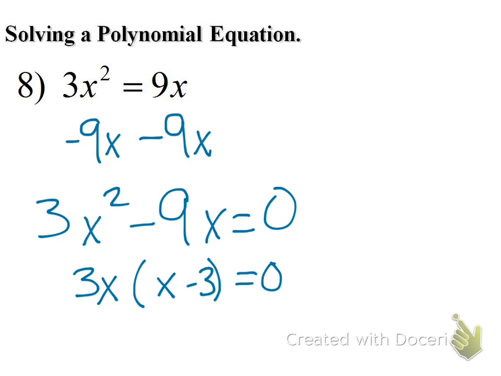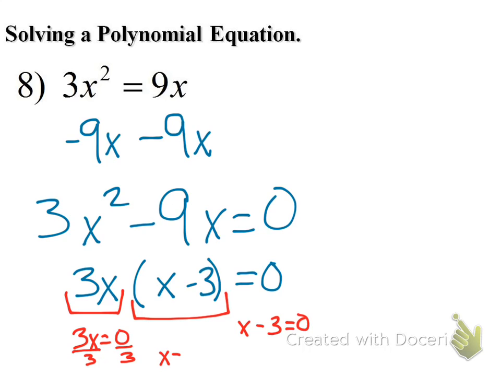Now we use what we call the zero product property, and you set each piece equal to 0. So 3x equals 0, x minus 3 equals 0. So I'm getting x equals 0 as a solution, and x equals 3 as a solution.